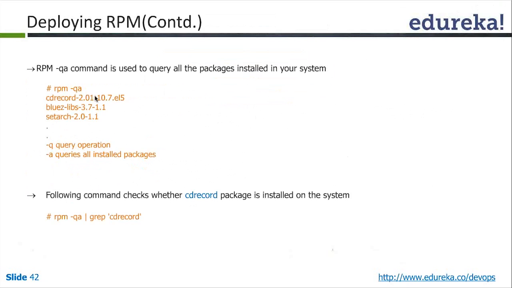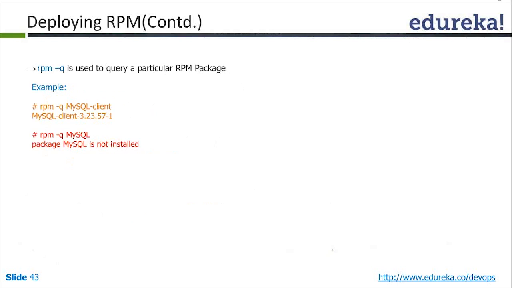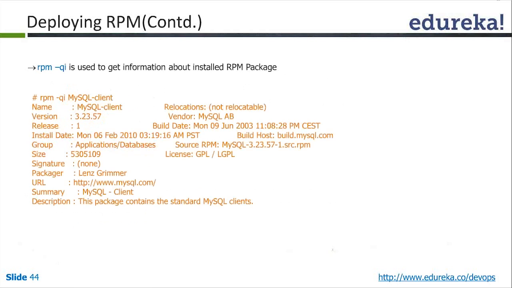One of the commands is QA. This command is used to query all the packages which are installed. So if you want to know what is installed, you can go through rpm -qa. That is one way to check it. And -q is used to query a particular package. So you want to just check if this package is there or not. That's another way to do that. These are the commands basically. We will run through them.